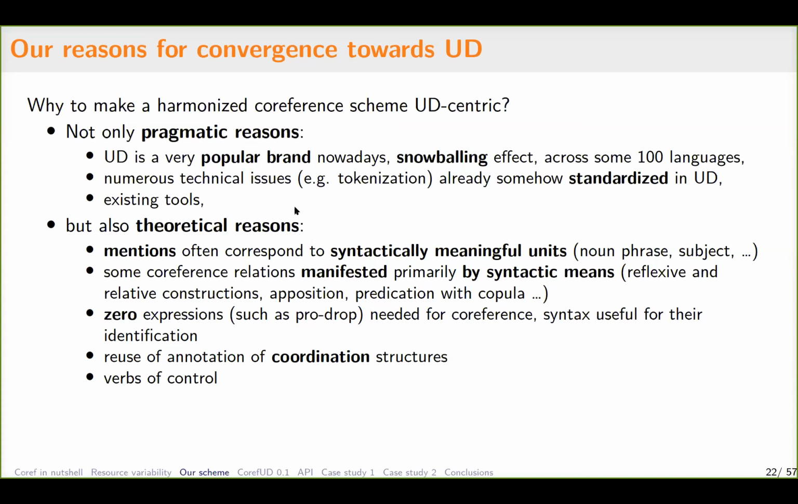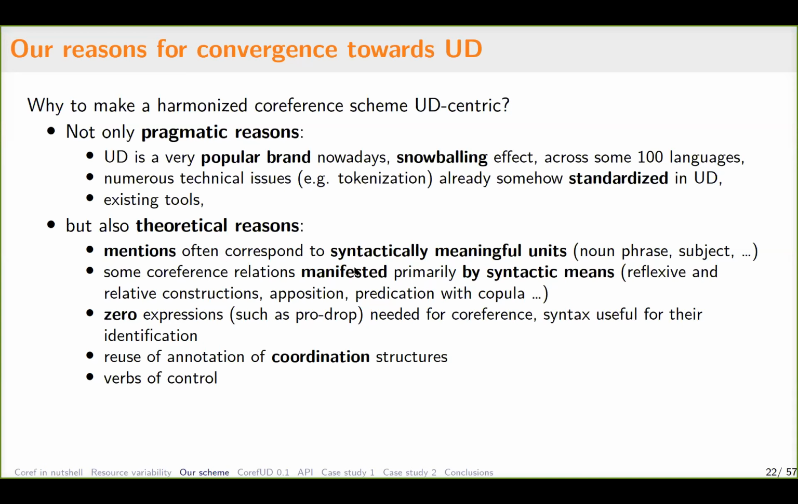So first, mentions, the things that are referring to real world entities, are often syntactically meaningful units like constituents. For example, for reflexivity in Czech, the notion of subject is important. So it makes sense to consider syntax or dependency and coreference together because of the nature of mentions. Another reason is that some of the coreference relation types are primarily manifested by syntactic means.